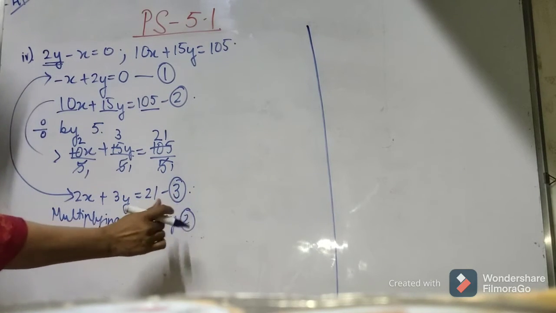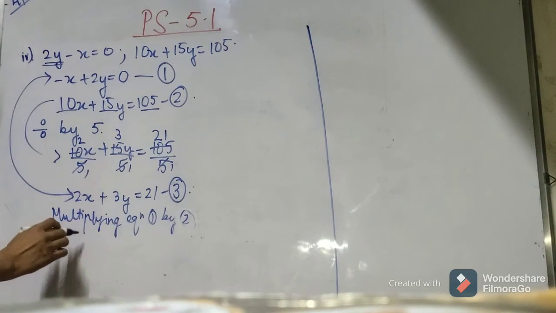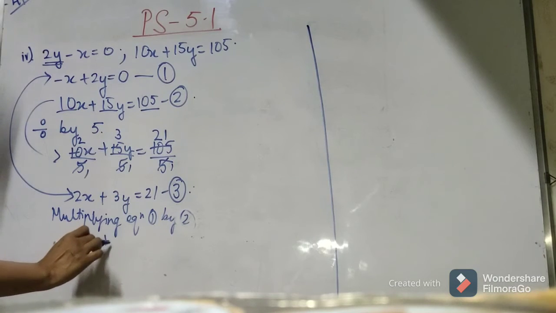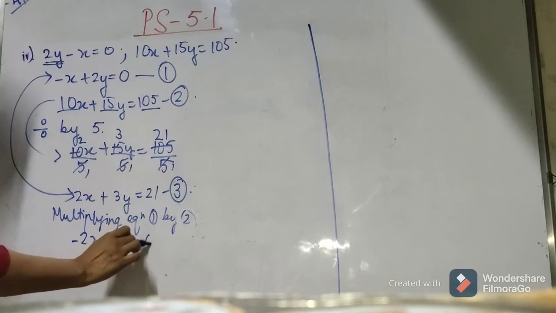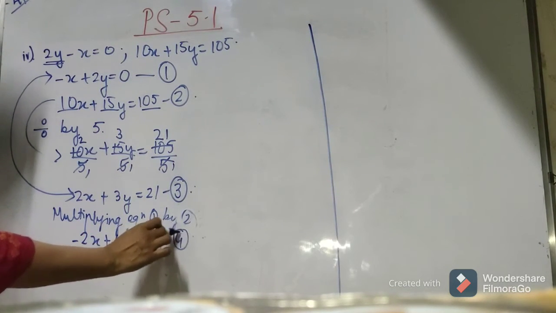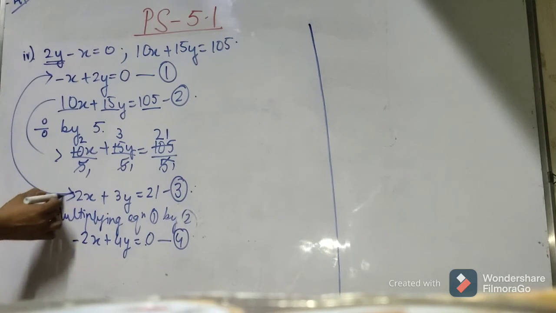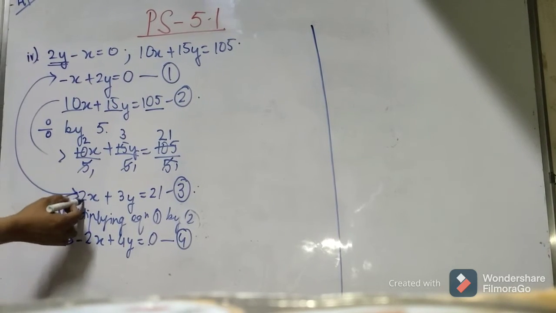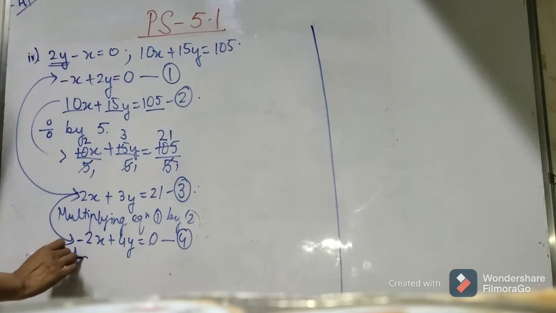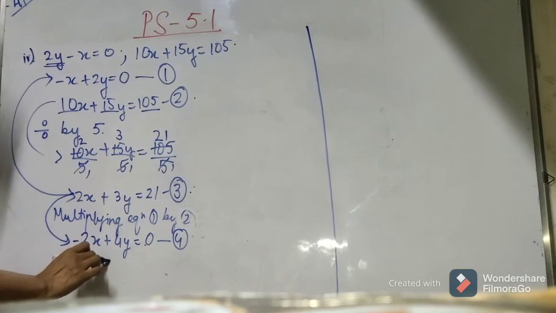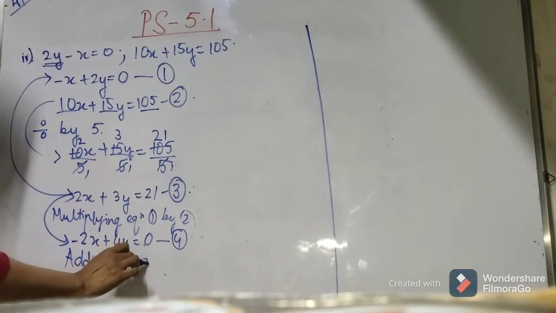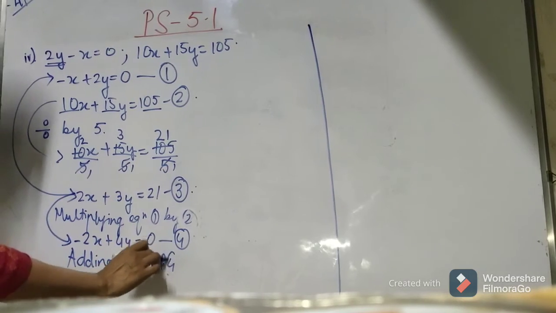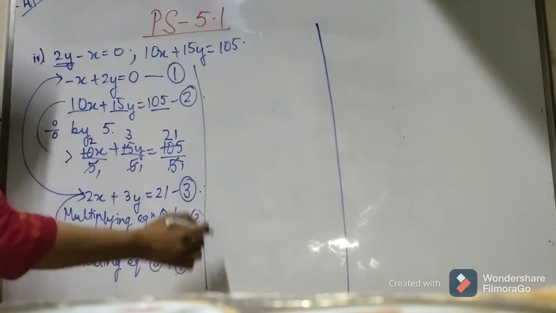So what do I get? Minus 2x plus 4y is equal to 0. As we know, anything multiplied by 0 is 0. Now again I check 3 and 4. Now minus 2 and plus 2. Signs are different, so I'll carry out addition. Adding equations 3 and 4. So what do I get?